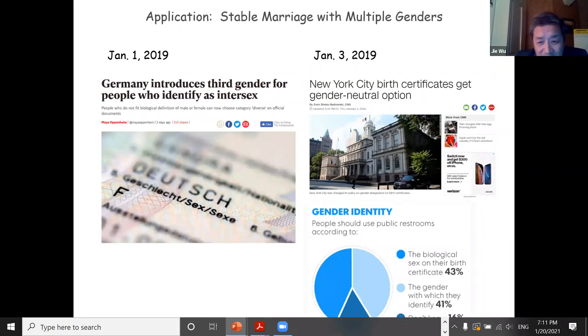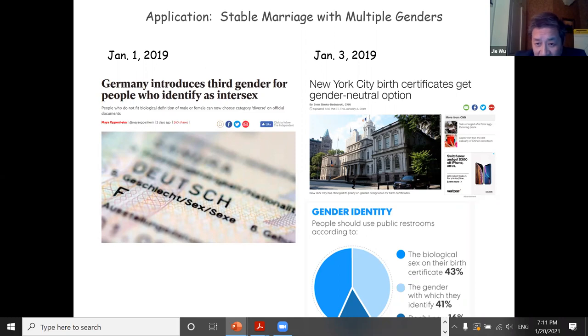This is some of the news. When I taught this two years ago, these were the newspaper stories. For example, Germany introduced a third gender for people who identify as intersex. And in New York City, the birth certificate gets a gender neutral option, meaning that when you have a baby, you can pick a neutral option, not just girl and boy, but a neutral, third one.